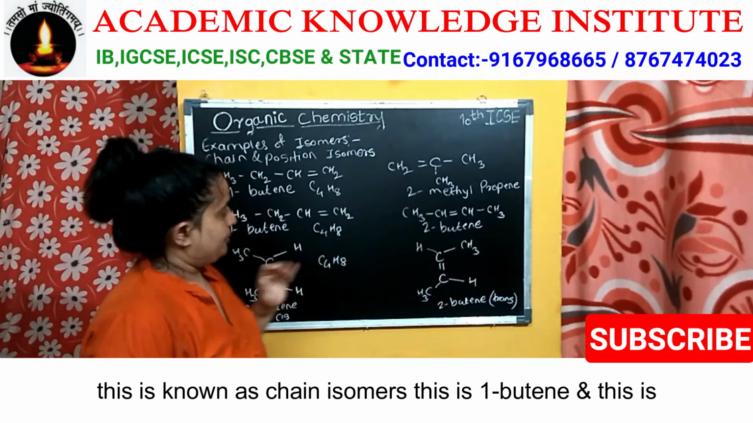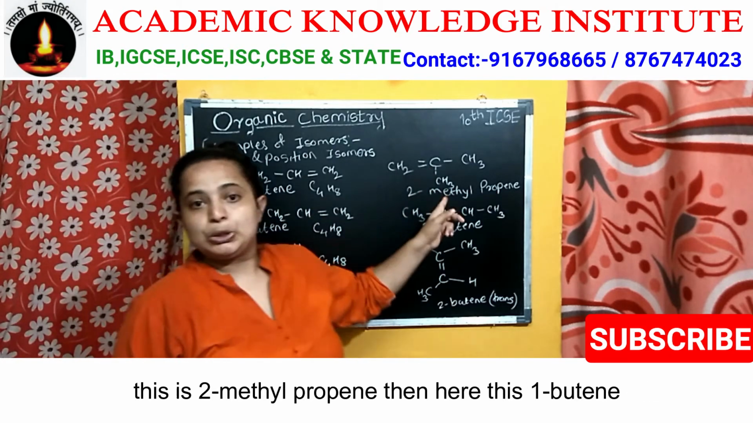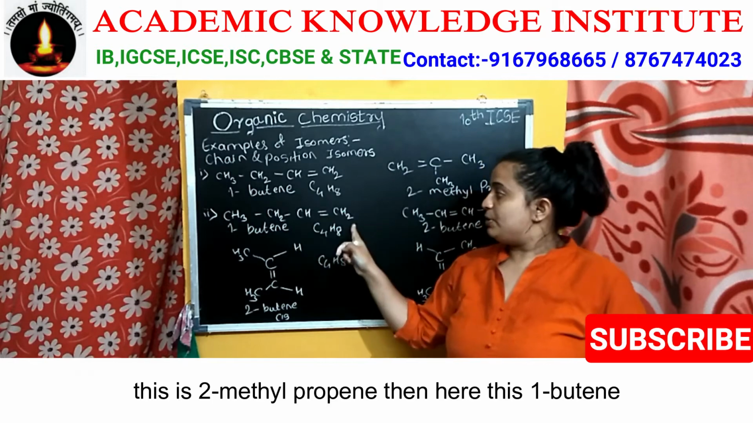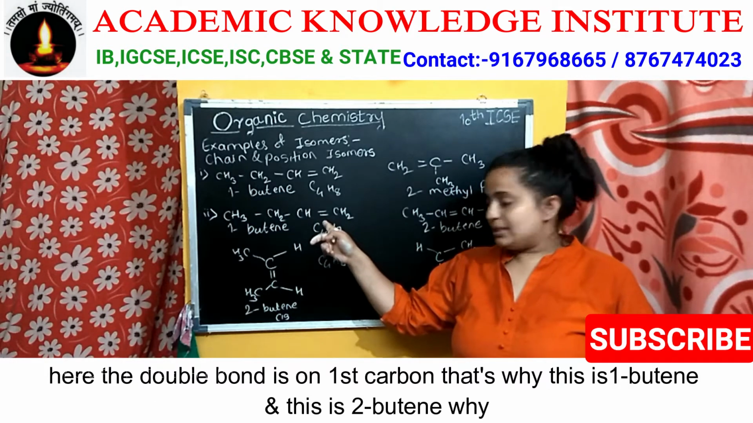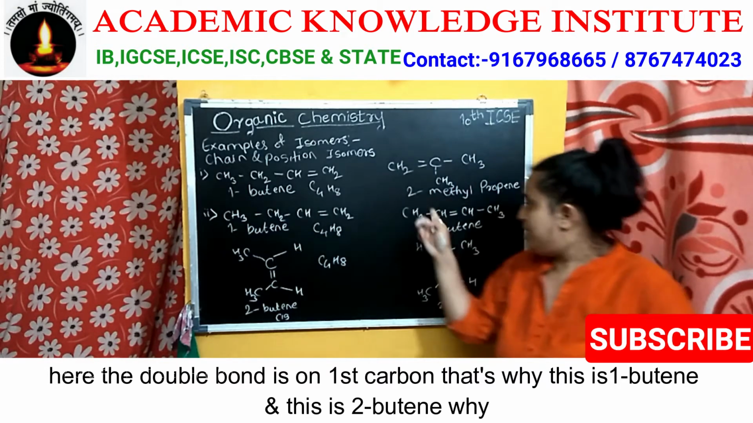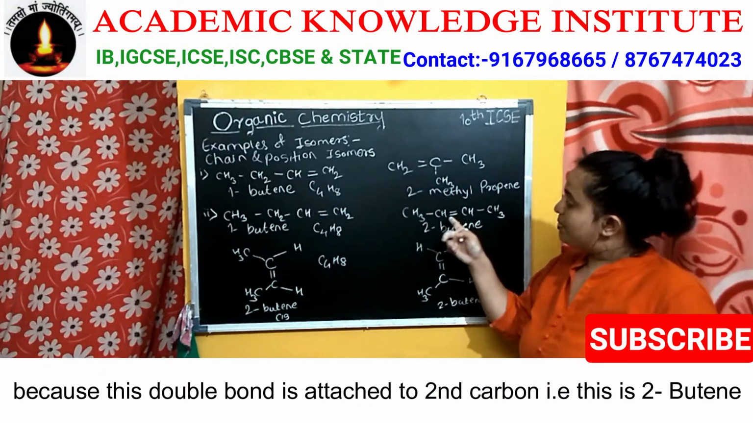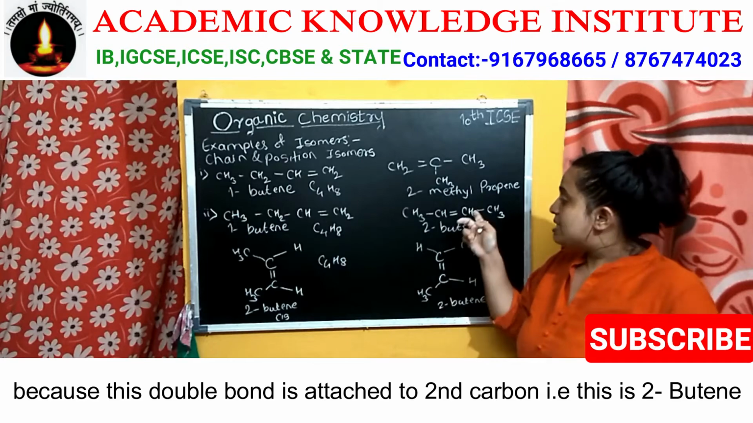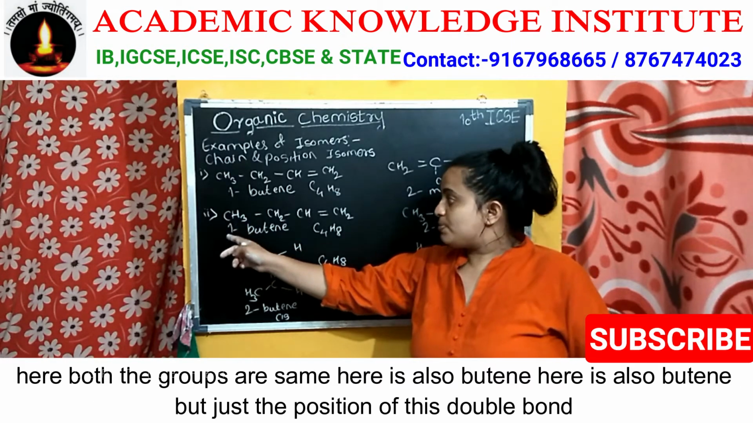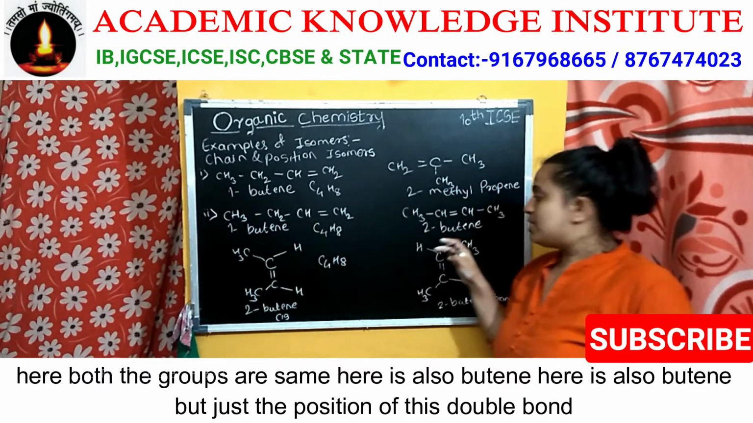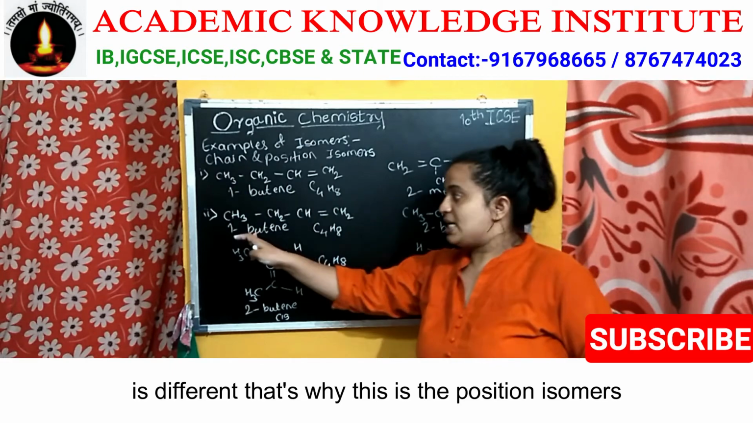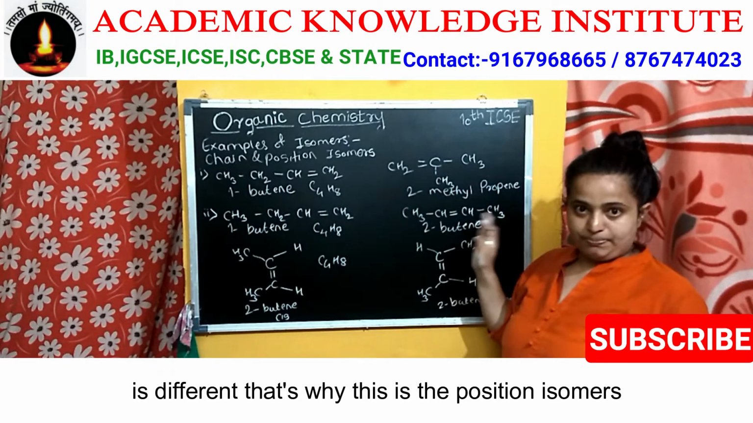Getting? Okay. This is 1-butene. This is 2-methylpropene. Here this is 1-butene. Here the double bond is on the first carbon, so that's why this is 1-butene. And here this is 2-butene. Why? Because this double bond is attached on the second carbon. So that's why this is 2-butene. Here both the groups are the same, like here also is butene, here also is butene, but just the position of the double bond is different. So that's why these are position isomers.